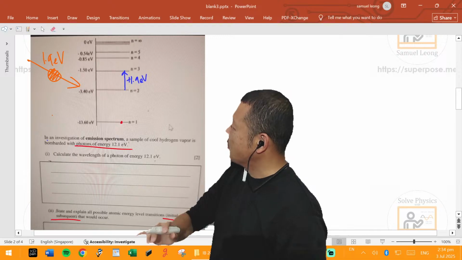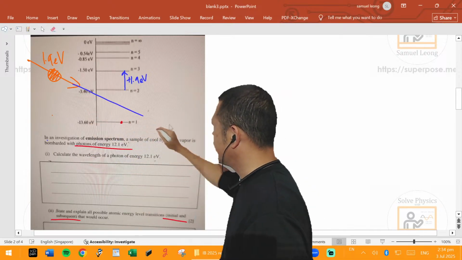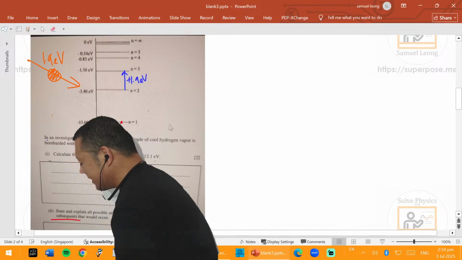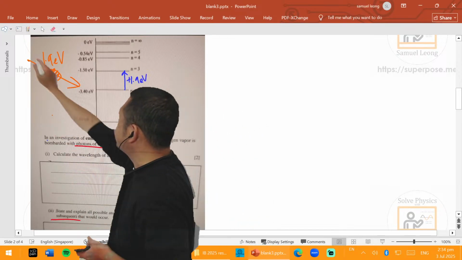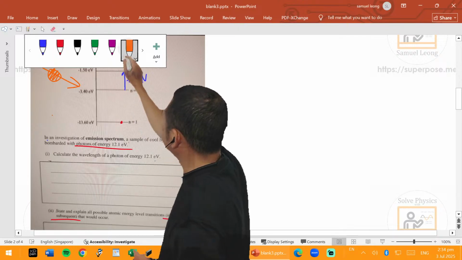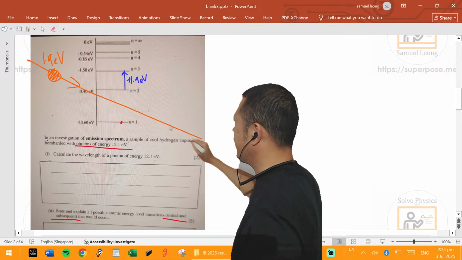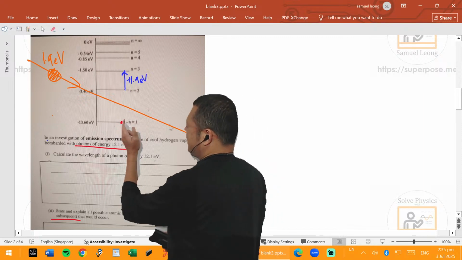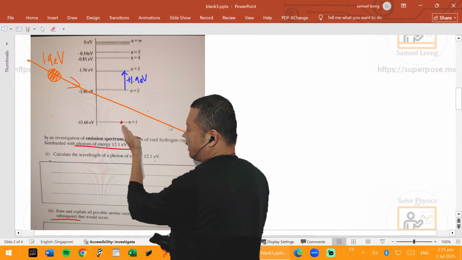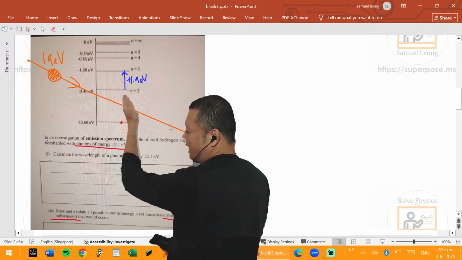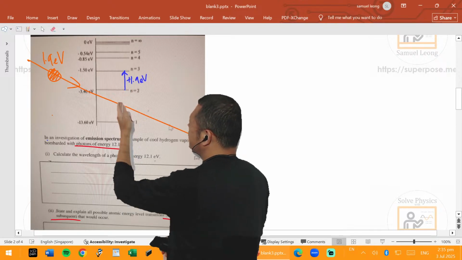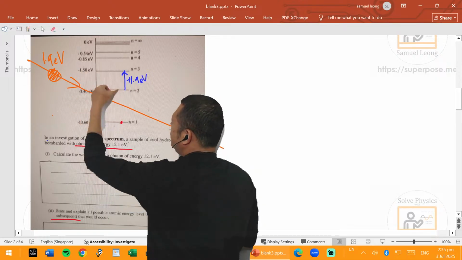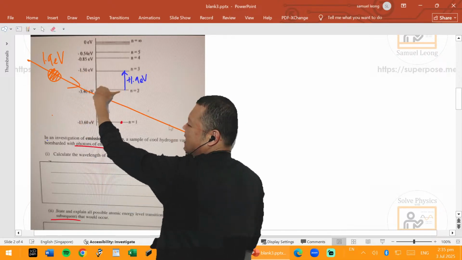The answer is no. It will just pass straight through. Then of course the question is, wait a minute, why? Didn't I just say that it has to match exactly? Since we have an exact match, why is this photon not being absorbed and it will just pass straight through? And the answer is, the electron is at the ground state. It hasn't gone up yet, so it can't absorb. The only way for this electron to absorb this 1.9 is if this electron is at the top here, right?